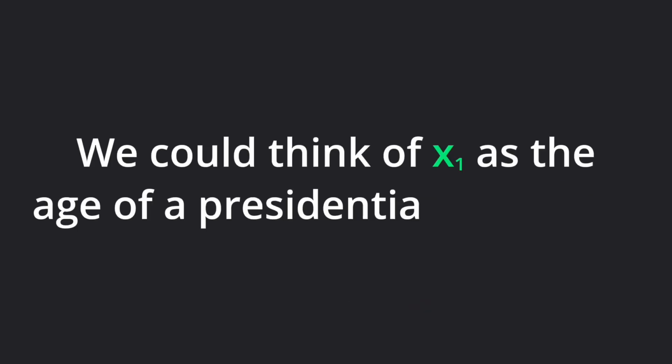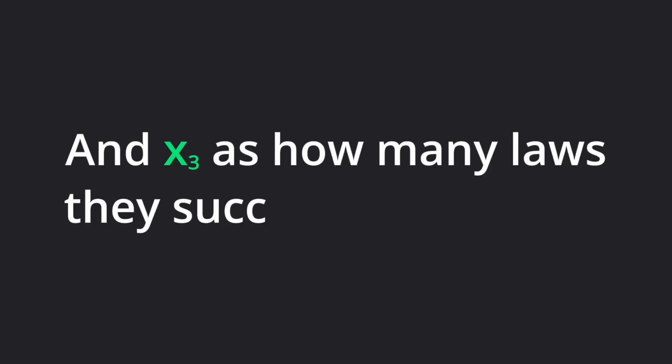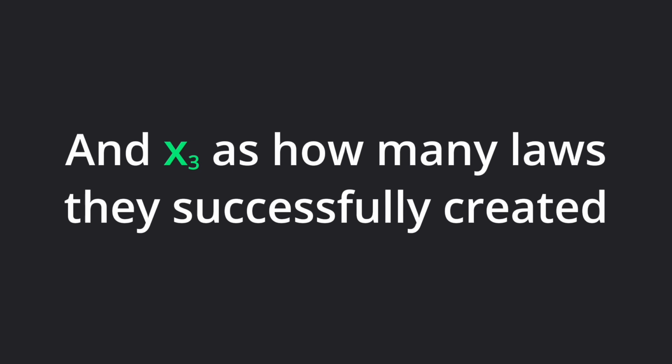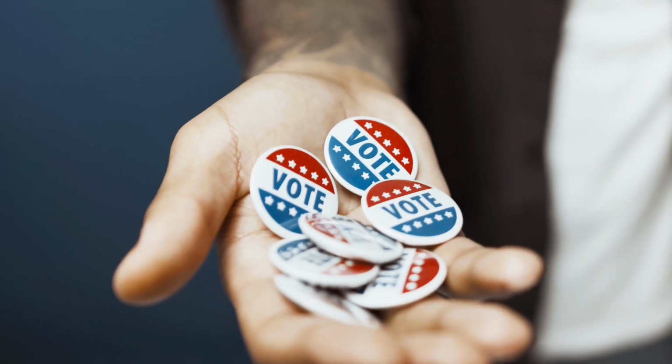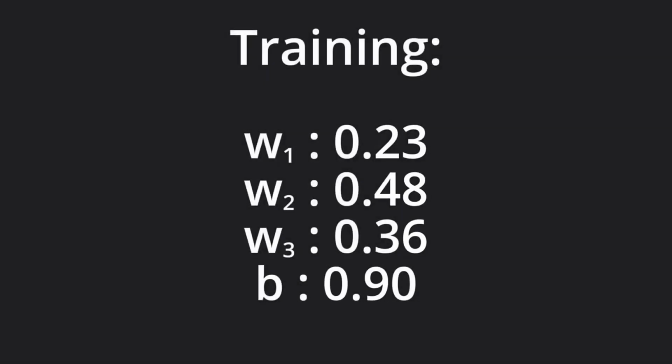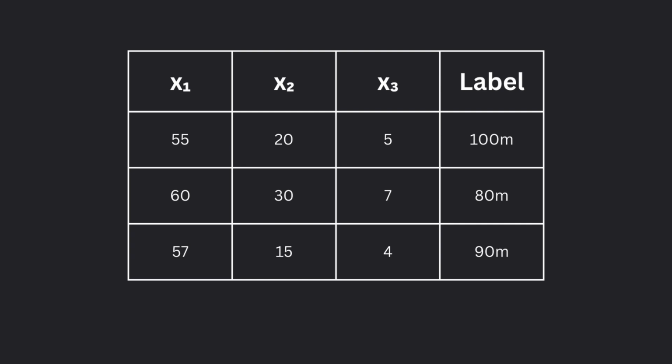We could think of x1 as the age of a presidential candidate, x2 is how many years they've served in politics, and x3 is how many laws they successfully created. And we can think of y as a predicted number of votes a candidate will receive. The parameters start off totally random, but over many iterations of training, they are adjusted to increase the model accuracy on the training dataset. The training dataset might look something like this, where we have x1, x2, x3, and the true y value for every row.